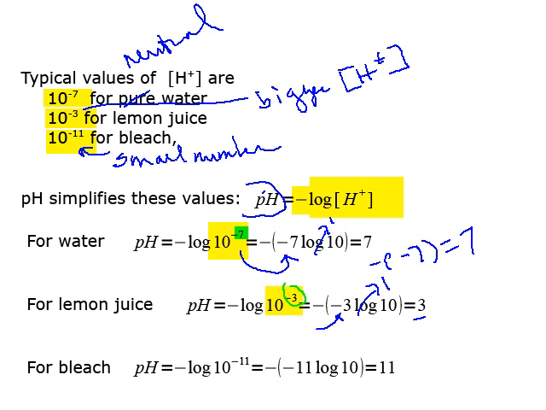Note here, you have to be careful. This is for your neutral water here, but this is a smaller number, which is actually a larger concentration. And this bigger number of 11 is actually a smaller concentration, because the real concentration is 10 to the minus 11, not 11.